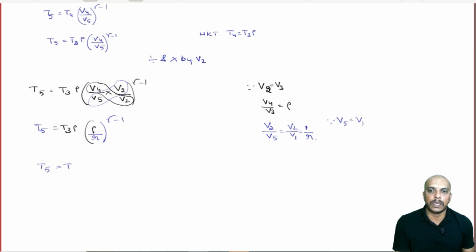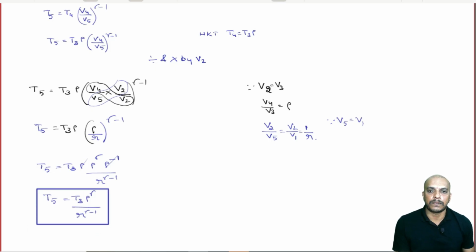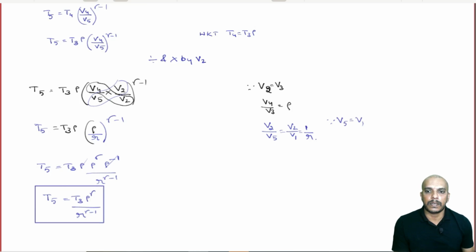T5 is equal to T3 rho power gamma, rho power minus 1. I am just splitting this term, and this we have R power gamma minus 1. This is rho power minus 1 and this is rho power plus 1, and this cancels out. All we have is T5 is equal to T3 rho power gamma divided by R power gamma minus 1. So this is also written in terms of T3.